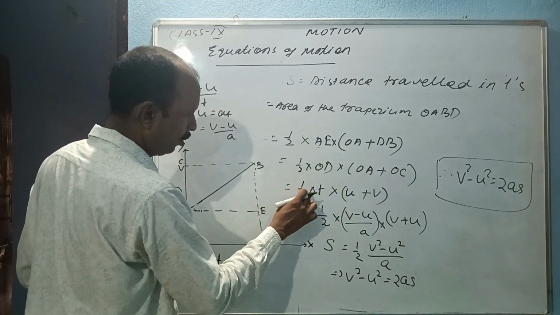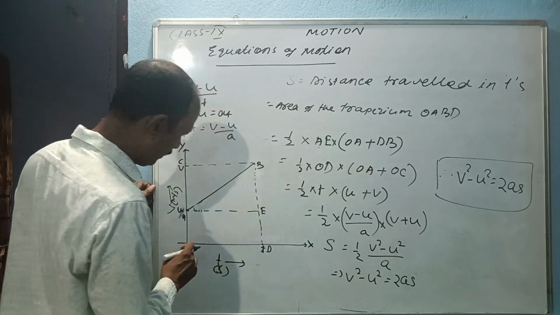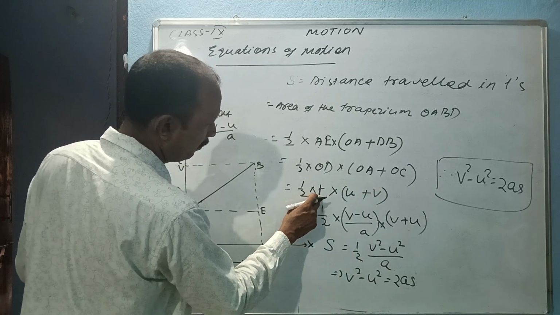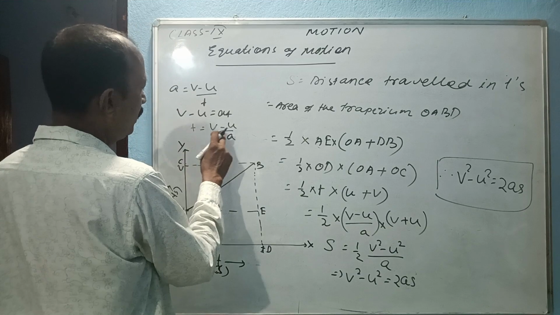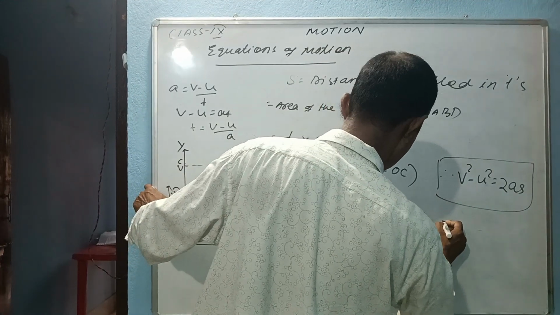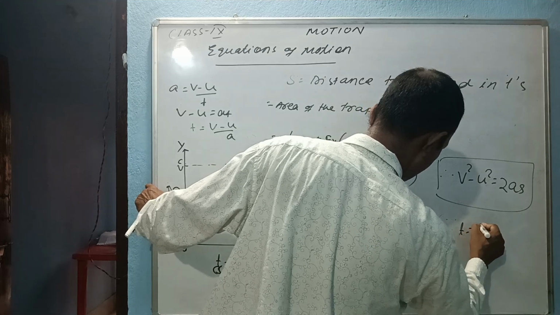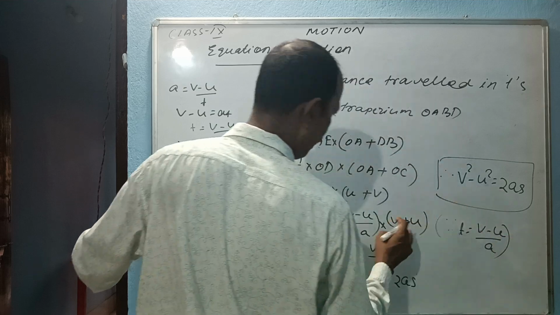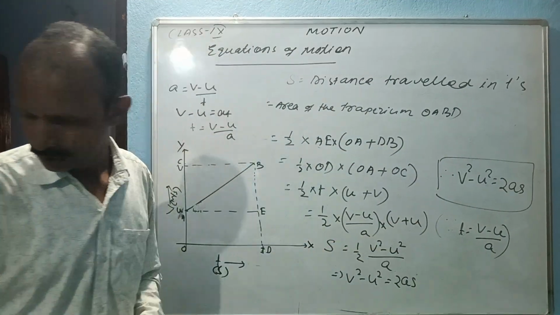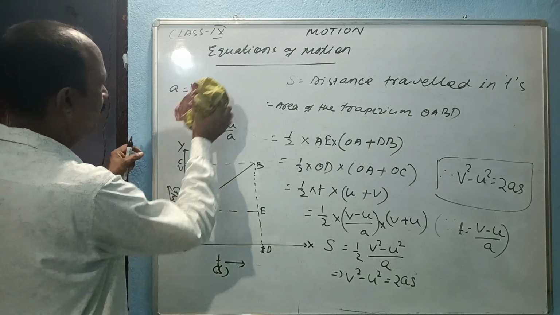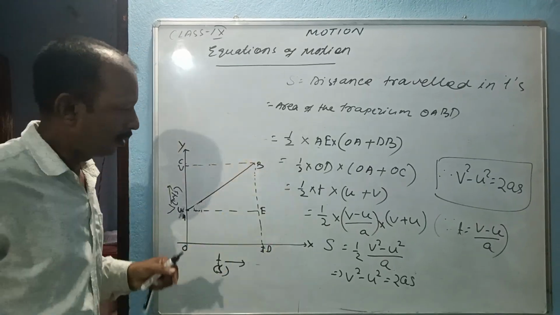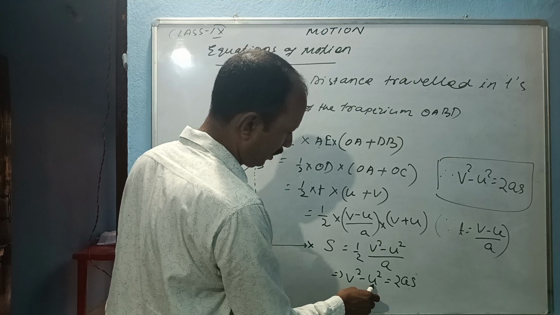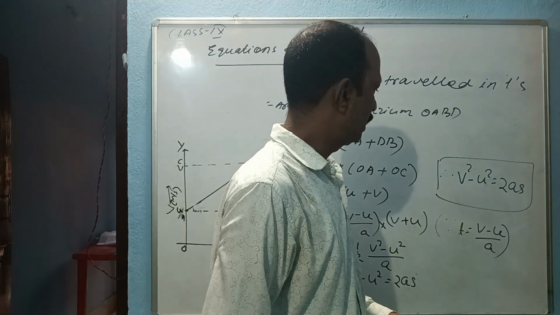Clear? So OD represents t, OA represents u, OC represents v, so u plus v, half into t. In place of t I have written v minus u by a. If you want, you can mention here, since t is equal to v minus u by a. Clear? From the first equation we got this one. So it is better I repeat because I mentioned it there already. So half into v square minus u square by a. If I do the cross multiplication, v square minus u square equal to 2as. This is the third derivation.